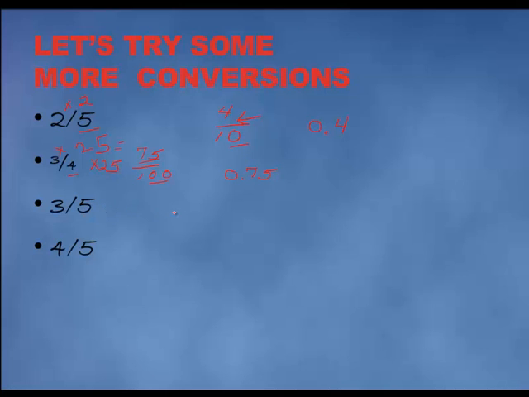3/5. 5 times what will equal 10? We know it's 2. 2 times 3 is 6. 1 decimal place, 6/10. 4/5, 4 times 2 is 8. So now we have 8/10.